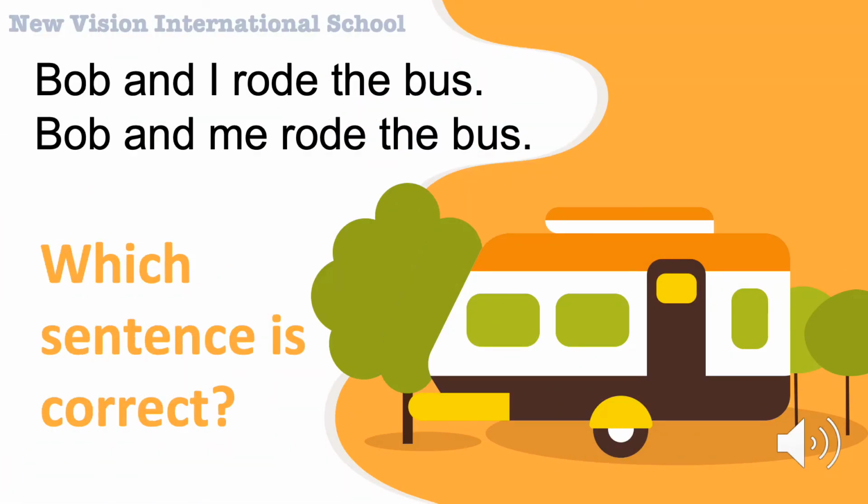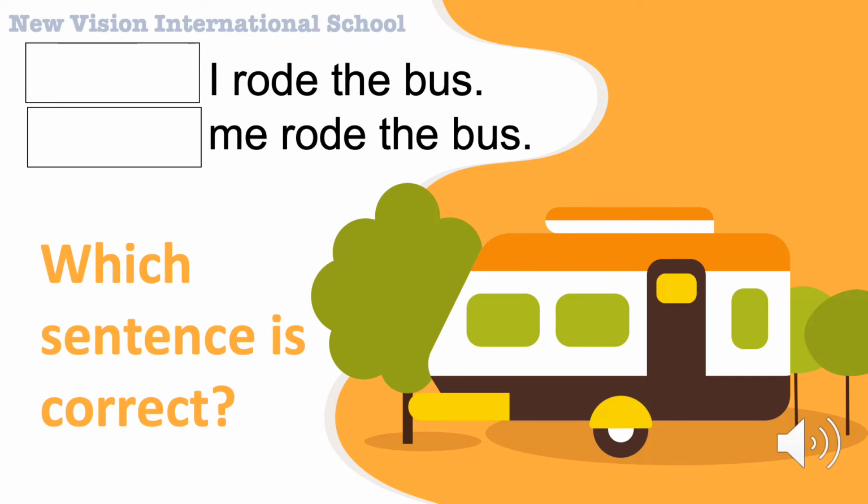Bob and I rode the bus. Bob and me rode the bus. Let's do our trick. Cover the other person's name and the word and. Now let's read. I rode the bus or me rode the bus. Which sentence is correct? Which sentence sounds good? You are right. The correct answer is I rode the bus. Great job!